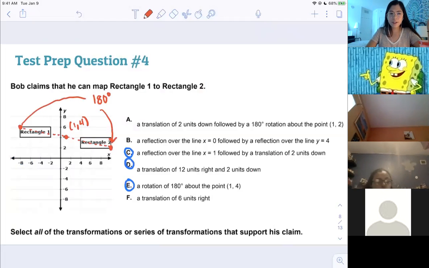If it was 90 degrees, what would it have to make? A 90-degree angle. I don't know how to explain it. 180 degrees is a straight line. So that's why when you connect those points, it would have to make a straight line.